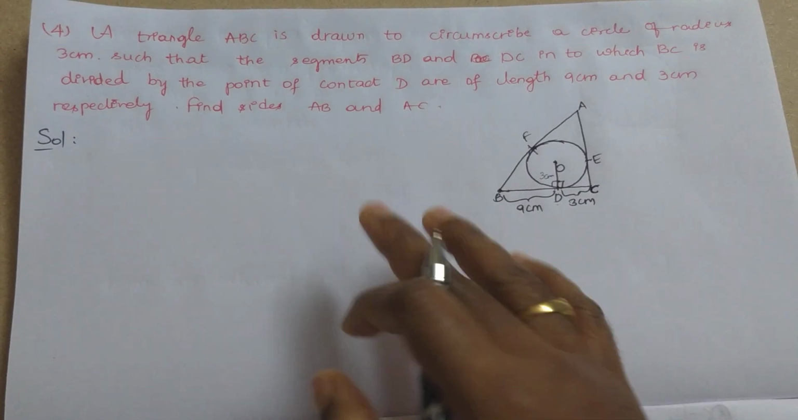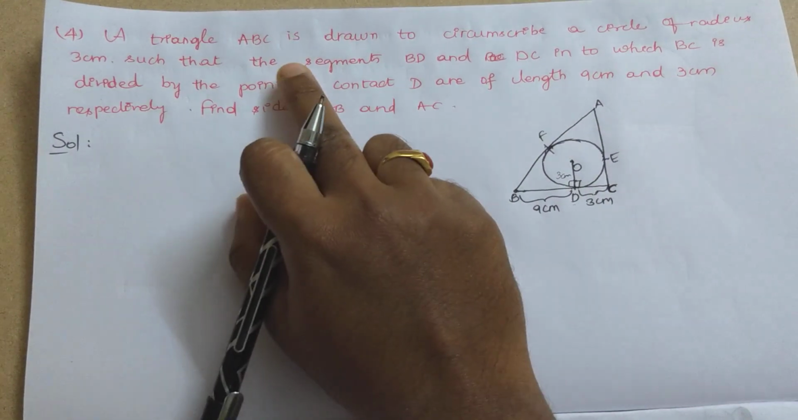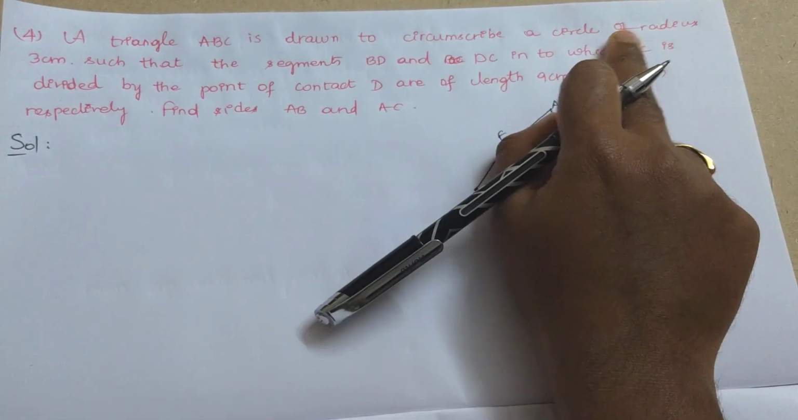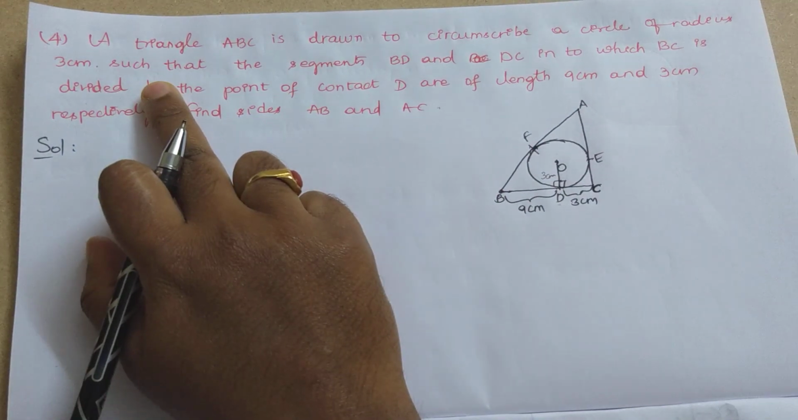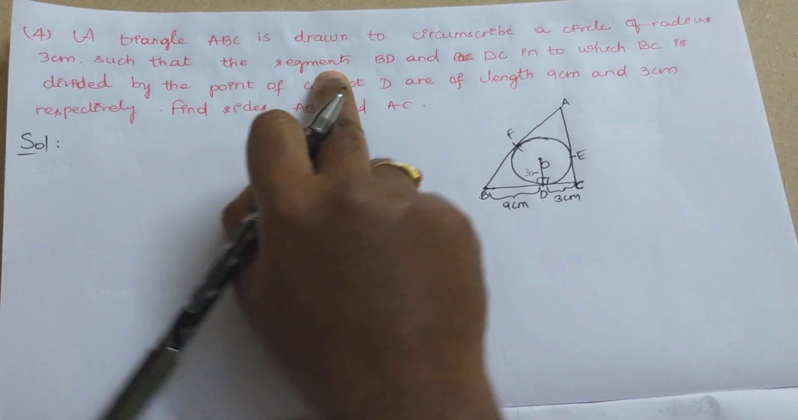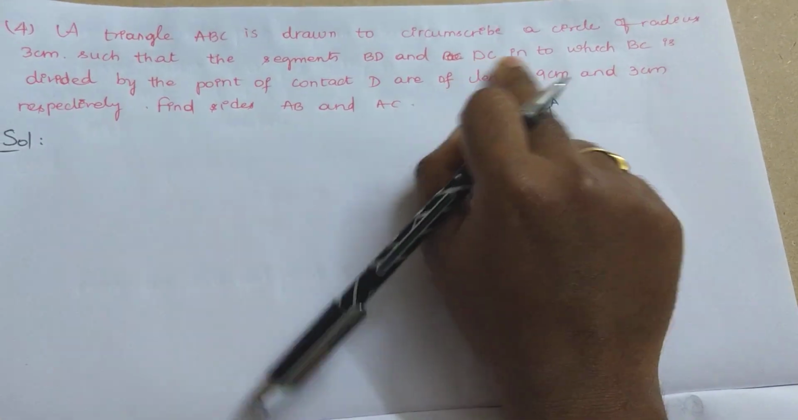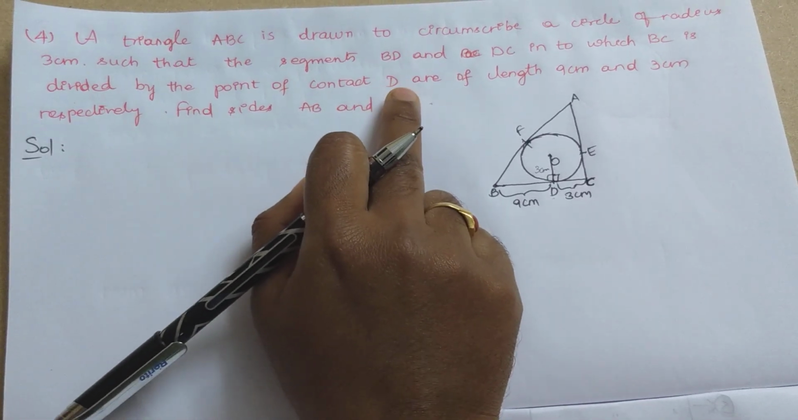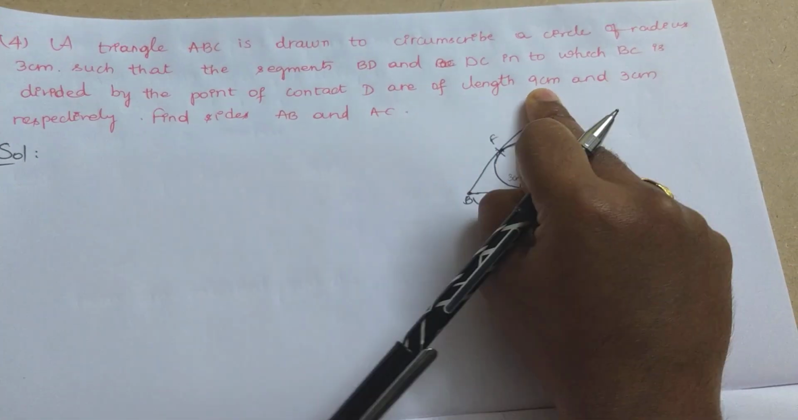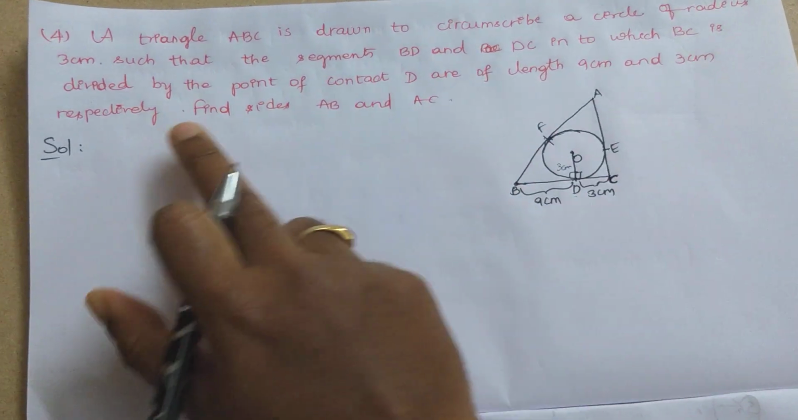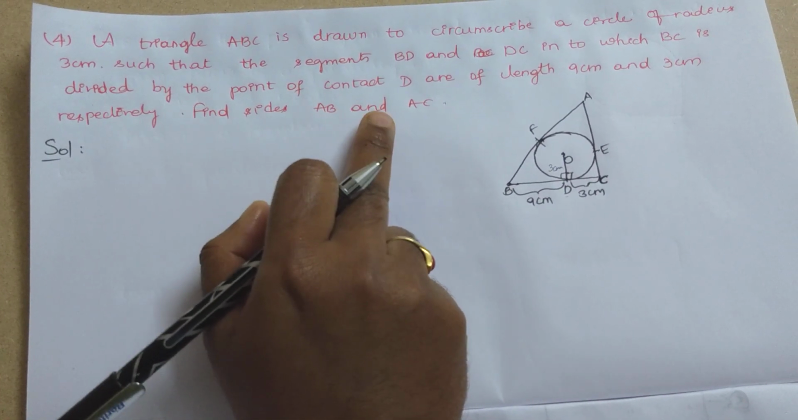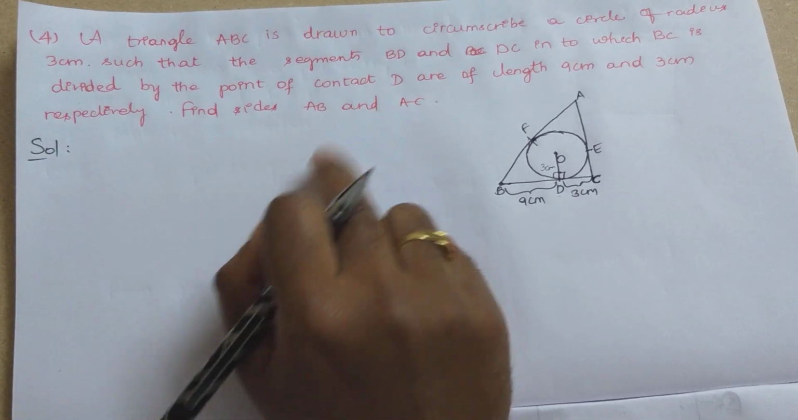Hello friends, let's solve question number 4. A triangle ABC is drawn to circumscribe a circle of radius 3 centimeters such that the segments BD and DC into which BC is divided by the point of contact D are of length 9 centimeters and 3 centimeters respectively. Find the sides AB and AC. So this is the question.